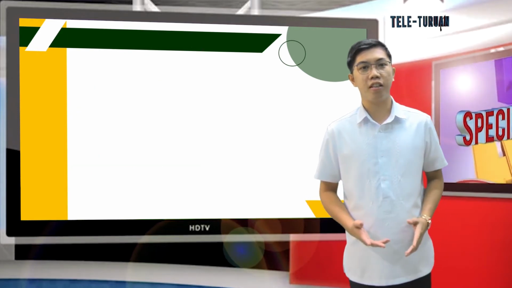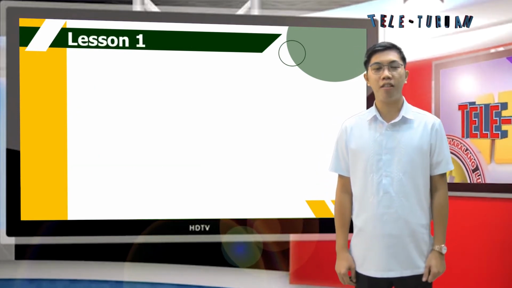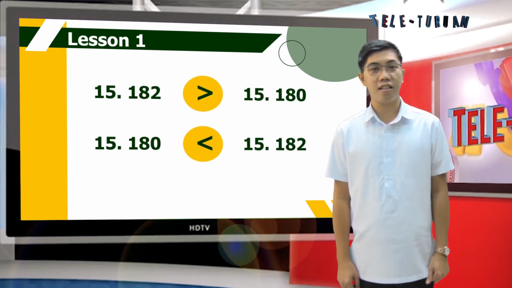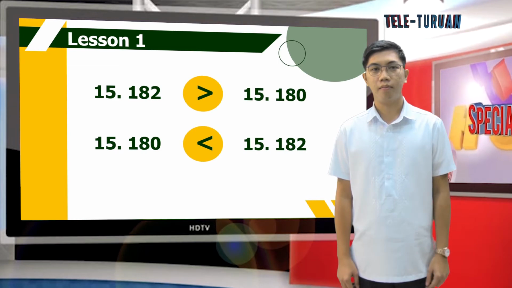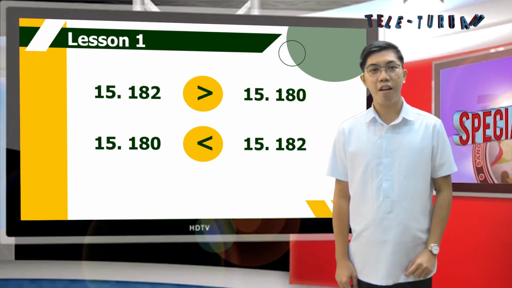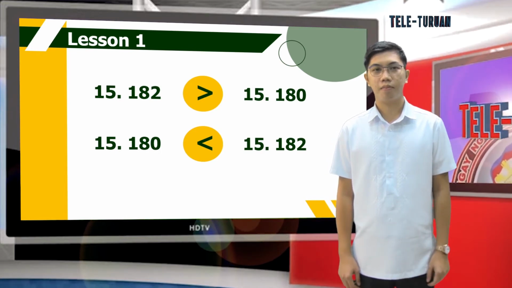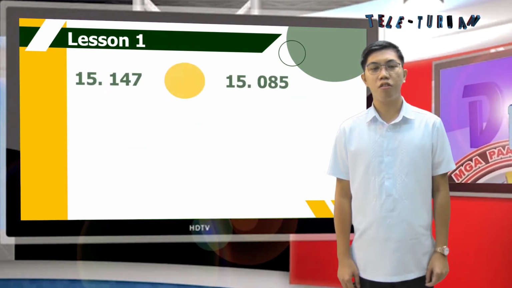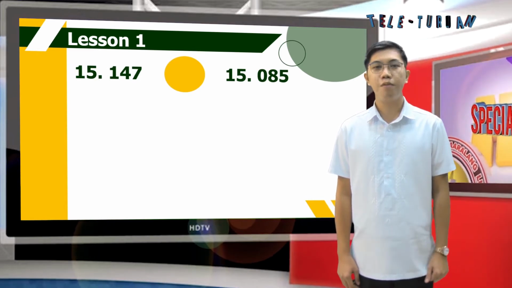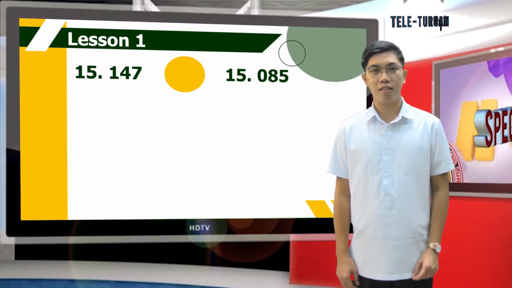At this point, let's continue to learn more about decimal numbers. Take a closer look at these examples. Well, that's great. It's about comparing decimals. Let's try to compare 15 and 147 thousandths and 15 and 85 thousandths.